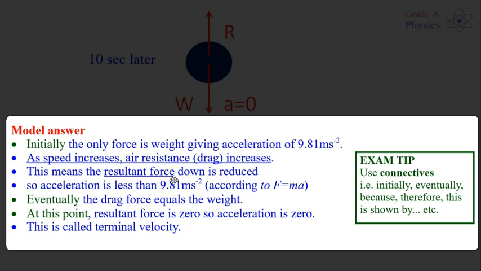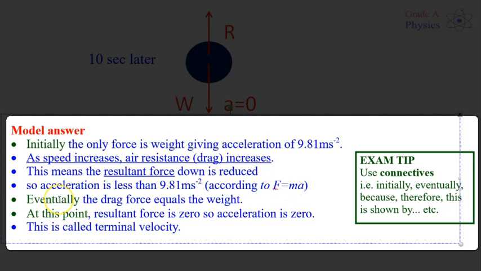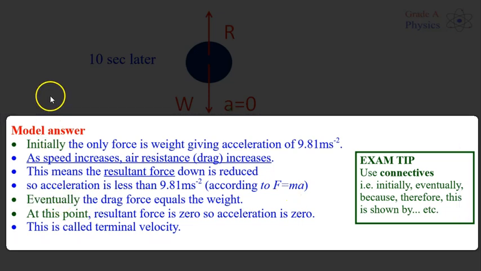Really important. So now W minus R is a smaller value than just W on its own. So, that's another connective, the acceleration will be less than 9.81, or it is reduced. And we could make reference to Newton's second law, F equals ma. Eventually, that's a really nice connective, or you could say after some time, but eventually just keeps it open.